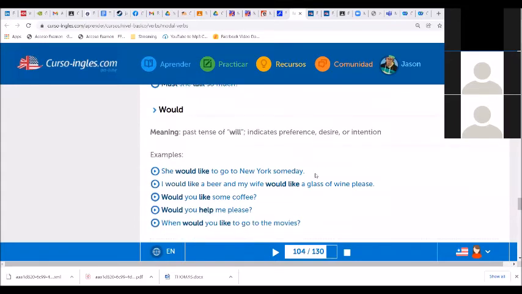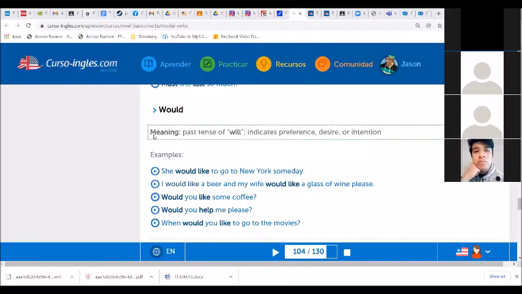And then we get to the gustaría que, would. It expresses something different. Hugo, when do we use would? Would, meaning past tense of will, indicates preference, desire, or intention. Examples: she would like to go to New York someday. I would like a beer and my wife would like a glass of wine, please.